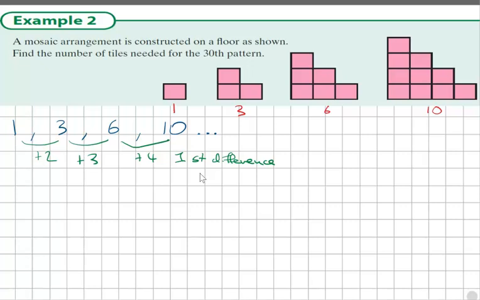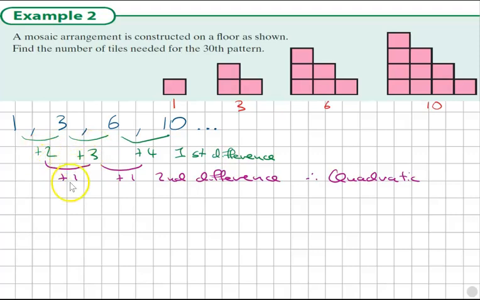So we then have a look and see what the second difference is. To get from 2 to 3, we add 1. To get from 3 to 4, we add 1. So the second difference is the same. It's 1. So therefore, the pattern is quadratic.